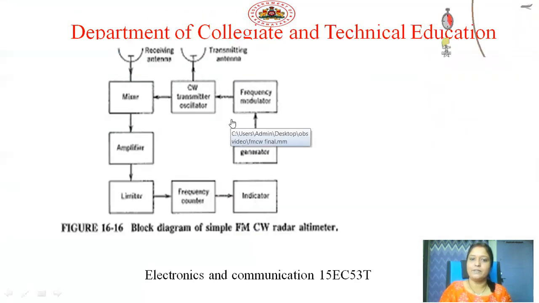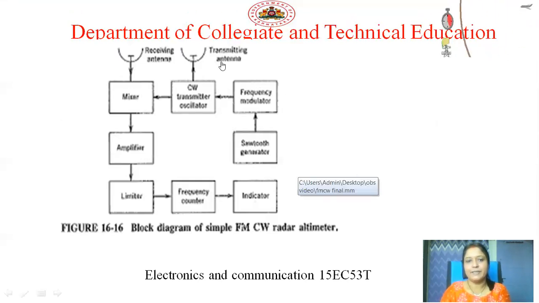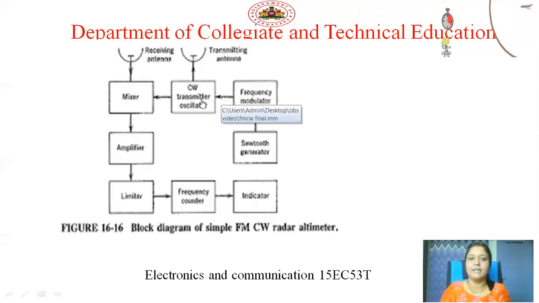Now the block diagram of the FMCW. If you observe here, we have the transmitting antenna and the receiving antenna. Both are different sections. This is the continuous wave transmitter oscillator. At the transmitter section, there is a sawtooth wave generator, which acts as the modulating signal. This modulating signal is given to the frequency modulator, which will vary the continuous wave's frequency. That is given to the oscillator and radiated through the antenna.